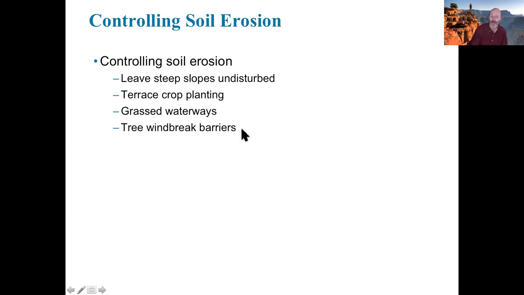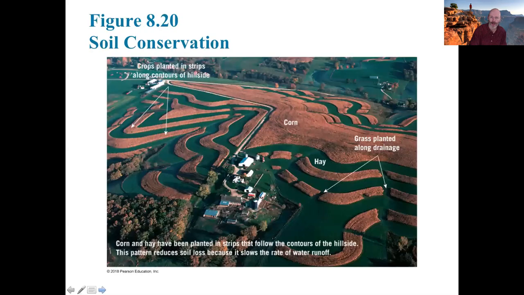We can terrace crop planting. So you can have a level here and then a level here and then a level here, sort of stair stepping, and that keeps it from just washing away. And then of course you can leave the steeper stuff undisturbed and just not plant on those kinds of things.